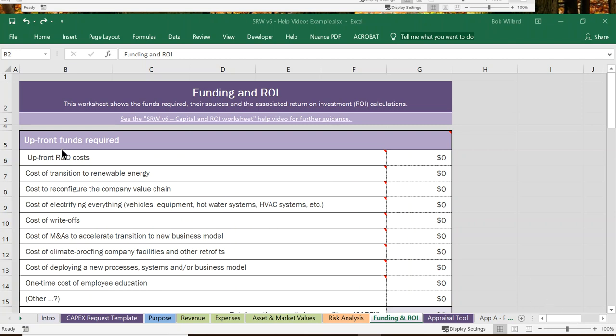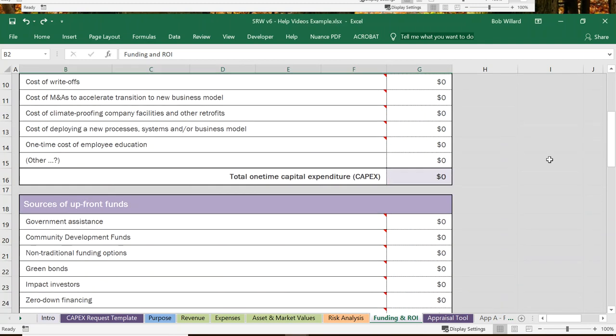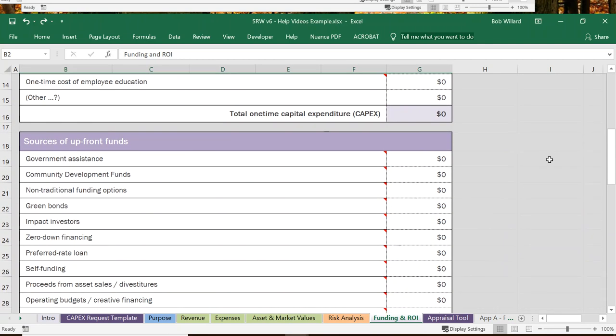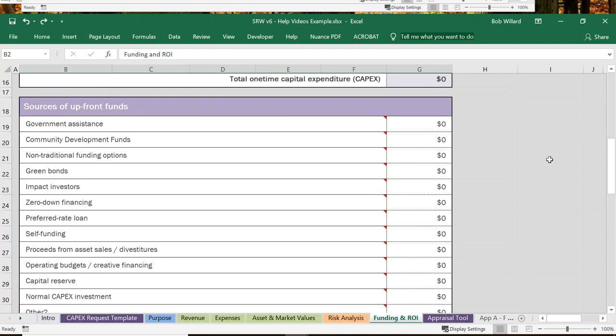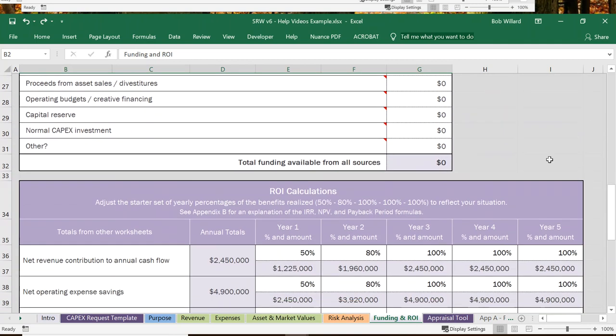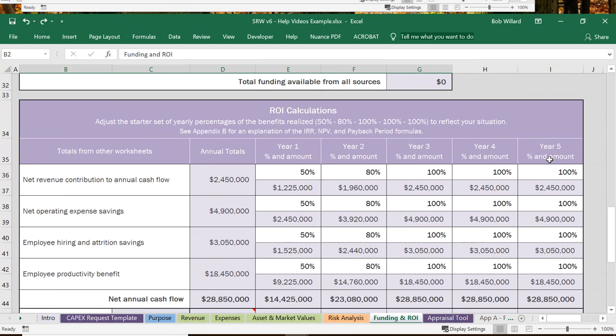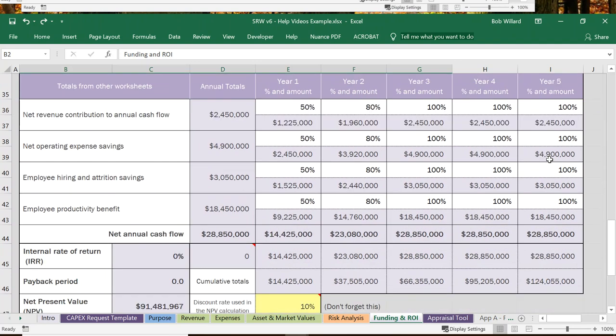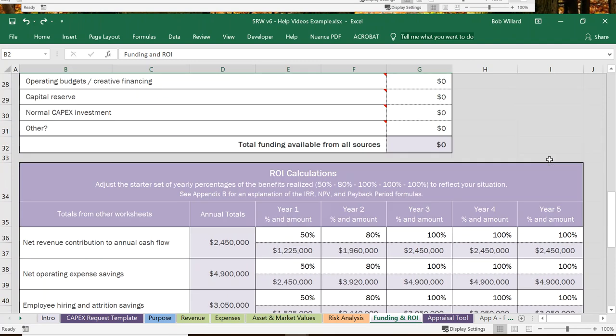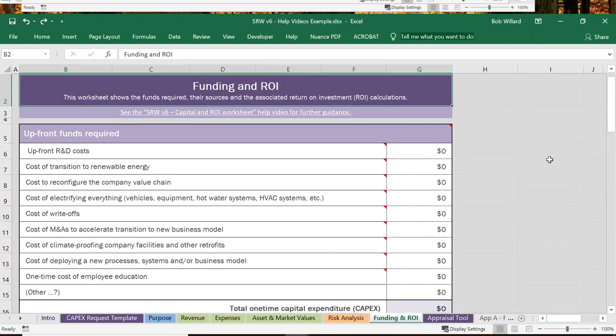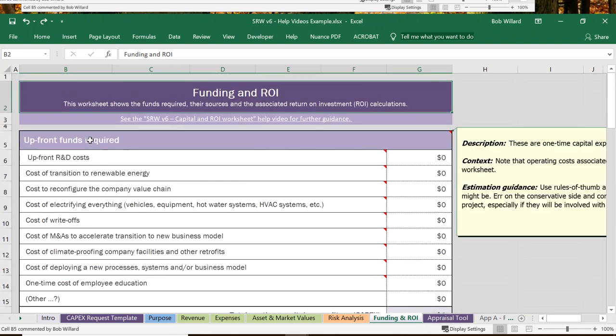The top part is how much money, how much capital, how much funding is required for the project. The second part gives you a chance to indicate what sources of that funding might be. And the third part is where the return on investment calculations are done, using the above information as well as information from other worksheets. So let's go back up to the top, take a look at the upfront funds required.